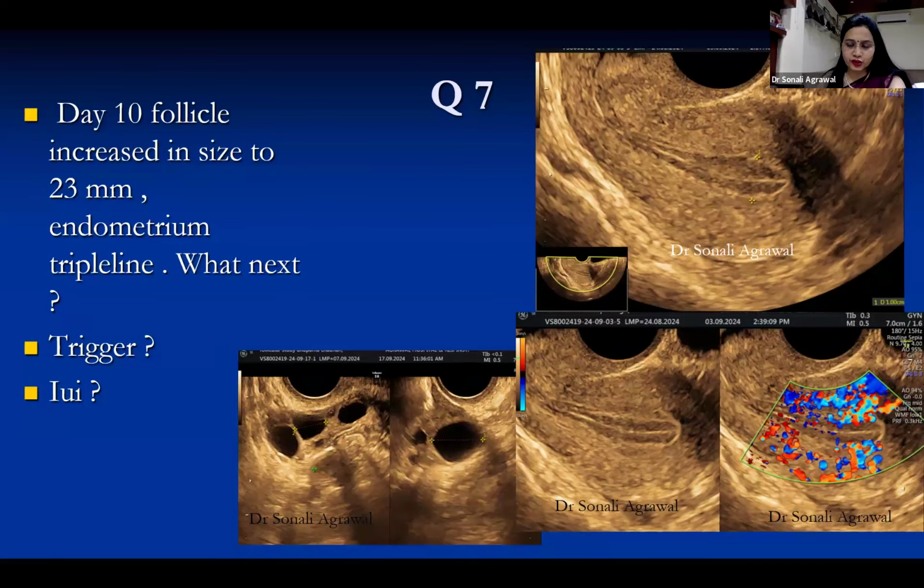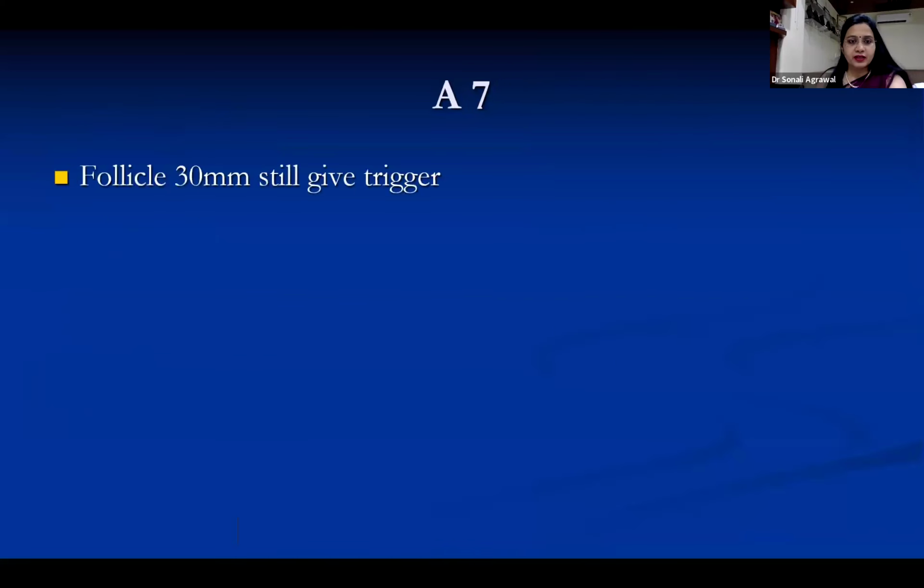Right. So we should see all the endometrium and flow and everything, and then we decide. Though it is slightly higher side, the follicle size, we would like to trigger this patient with HCG and then follow.